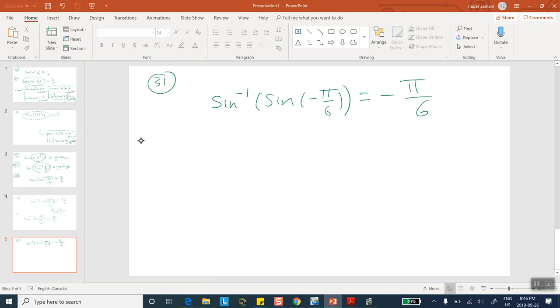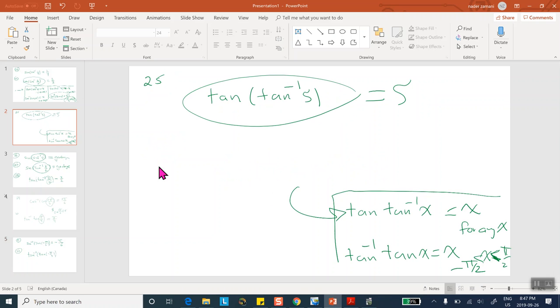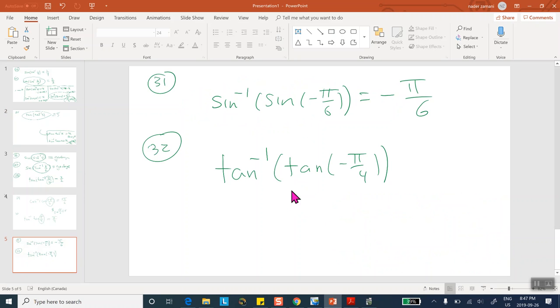The last problem is number 32. We have tan inverse of tan of minus pi over 4. And if you look at what I said about tan inverse tan, this is equal to x as long as x is between pi over 2 and minus pi over 2. And the thing that's given to us right there is in that range, so this is minus pi over 4.